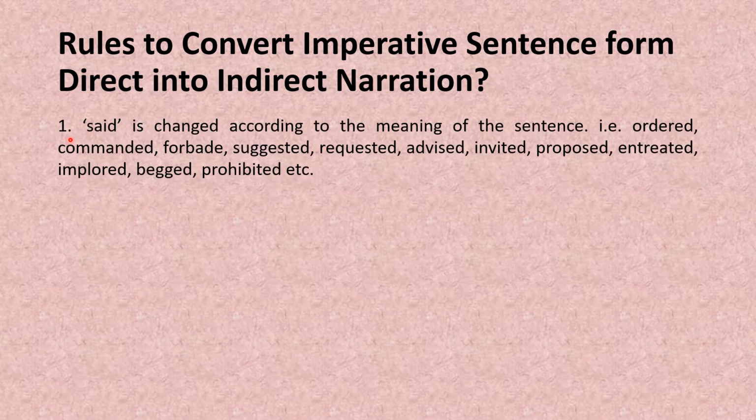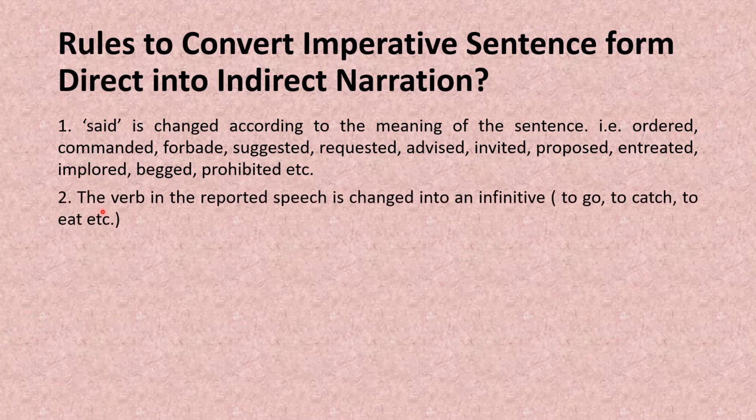Rule number 1 states that said is changed according to the meaning of the sentence into ordered, commanded, forbade, suggested, requested, advised, invited, proposed, entreated, implored, begged, or prohibited. Secondly, the verb in the reported speech is changed into an infinitive. And you know that the verb which has to before it is known as infinitive. For example, to go, to catch, to eat, etc.